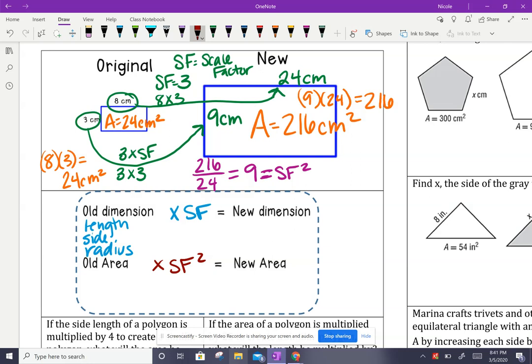Typically with these problems, I work left to right. So if I'm comparing two shapes, I'm going from the left shape to the right shape. So please be very careful when you are comparing these. Some people do largest to smallest or smallest to largest. That's fine as well. Just be very clear which direction you are working in so you don't mix up your scale factor.